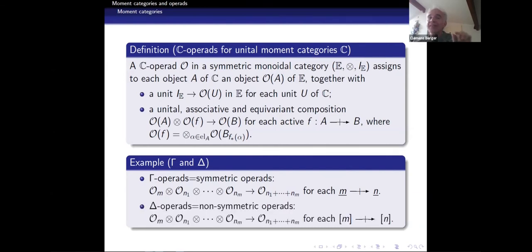Now, if you take delta, you have exactly the same data, but you see the notion of partition has changed. Here you have an ordered partition of the target. And therefore, the operad notion you get here is the notion of a non-symmetric operad. You have no symmetries, and your partition, which is given here, is an ordered partition, while a partition in gamma is an unordered partition.